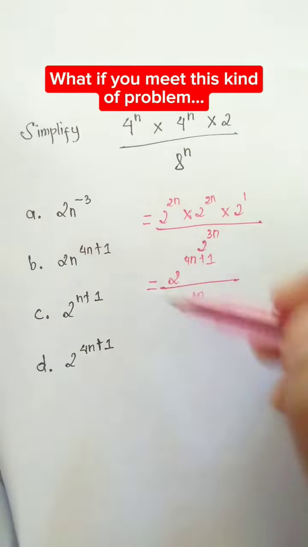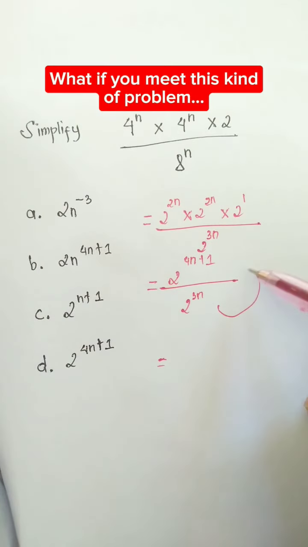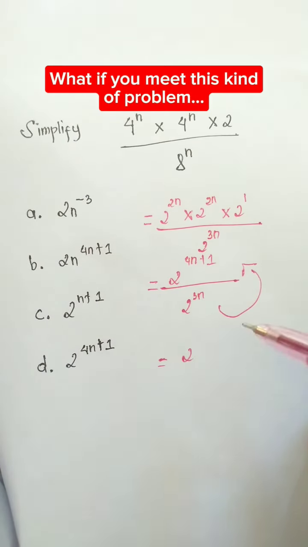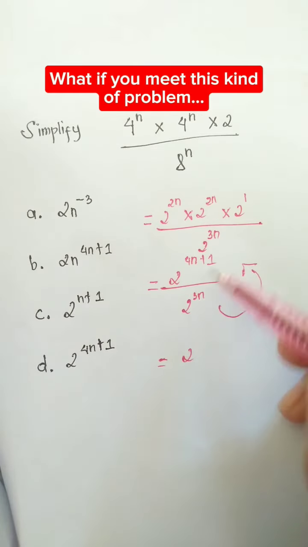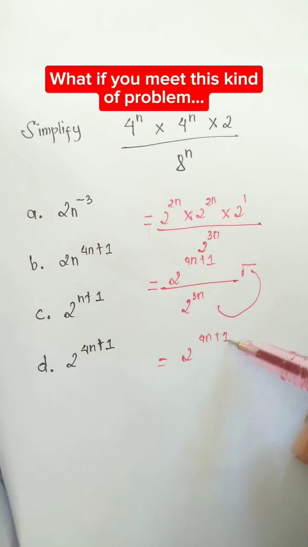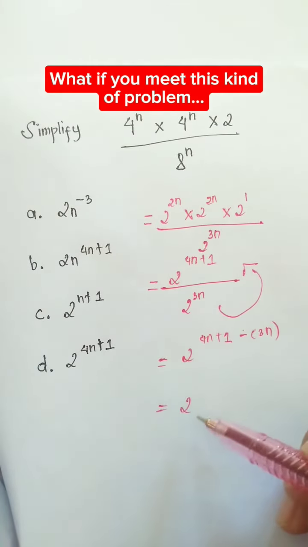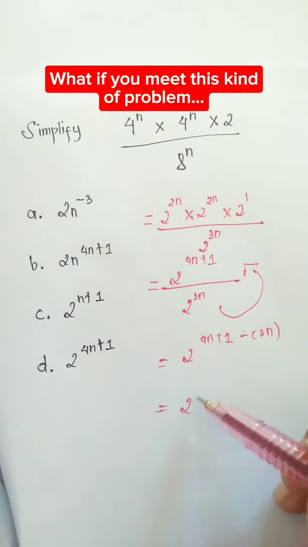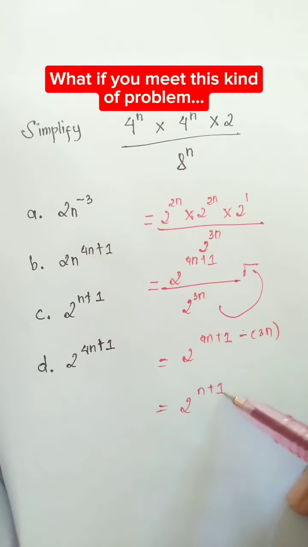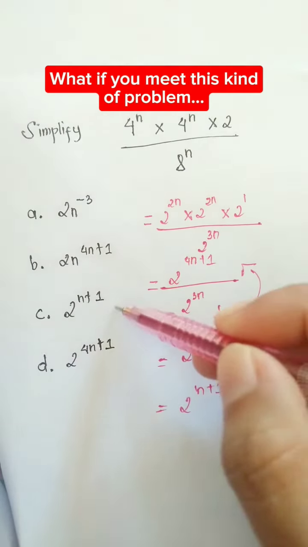Okay, this is already considered, but then we can move this one to the numerator part. So that will become 2, since they are the same, 2, then 4n plus 1. Since this is positive 3n, it will become negative 3n. And now the final answer will be 2 raised to 4n minus 3n, that will be n plus 1. Okay, this is the correct answer, which is letter C.